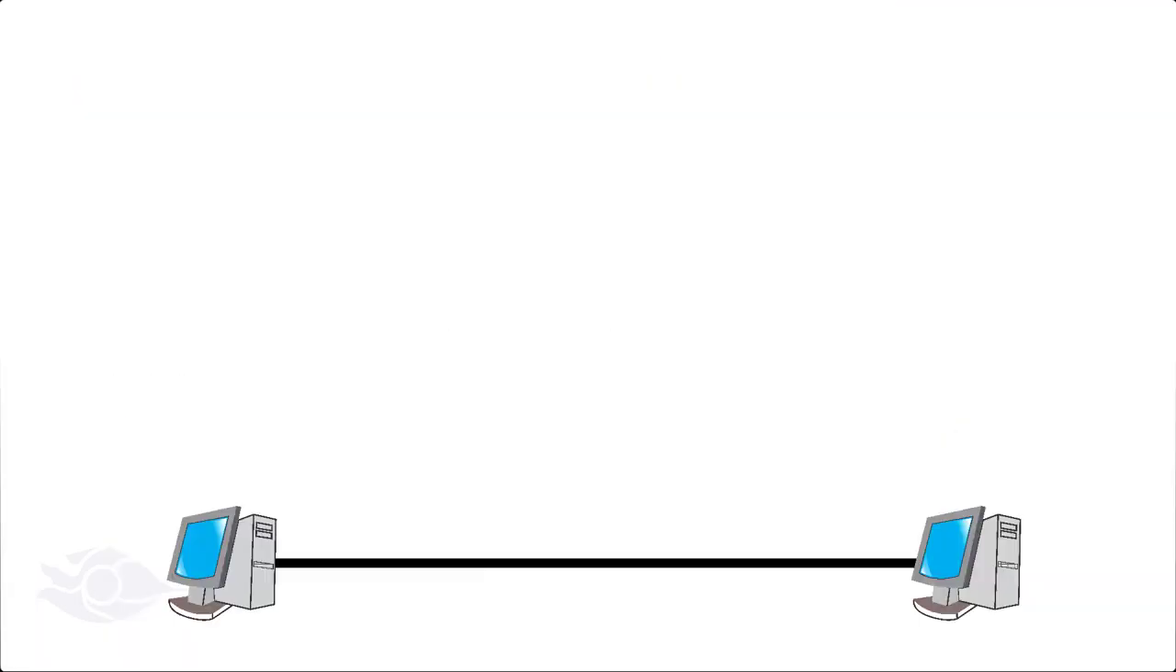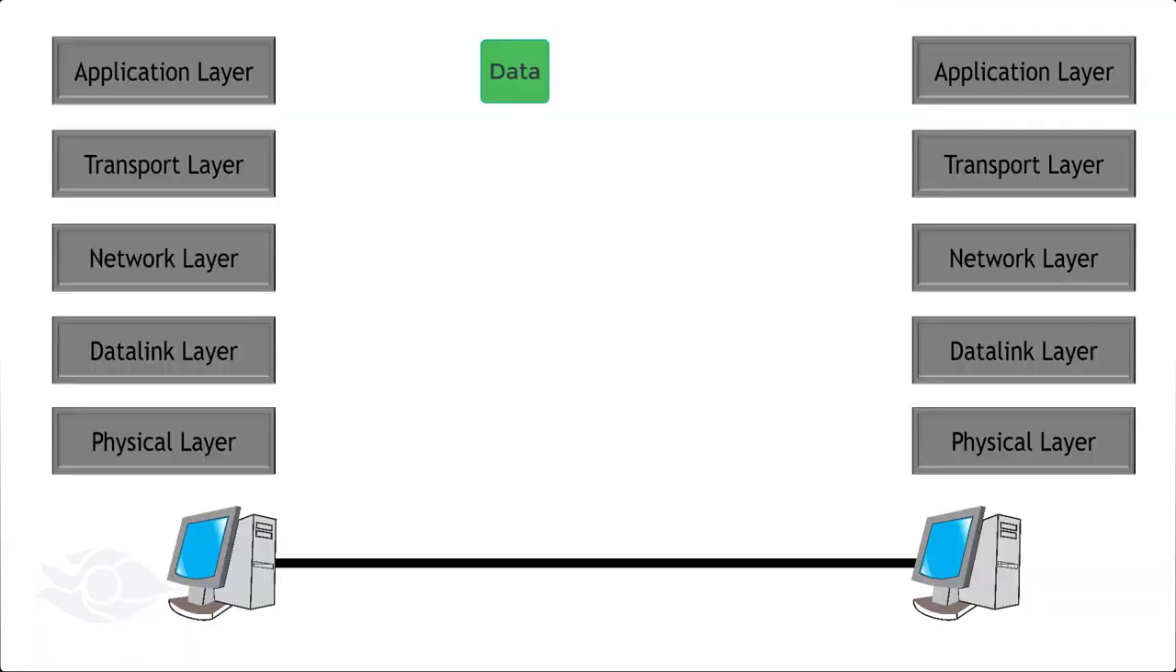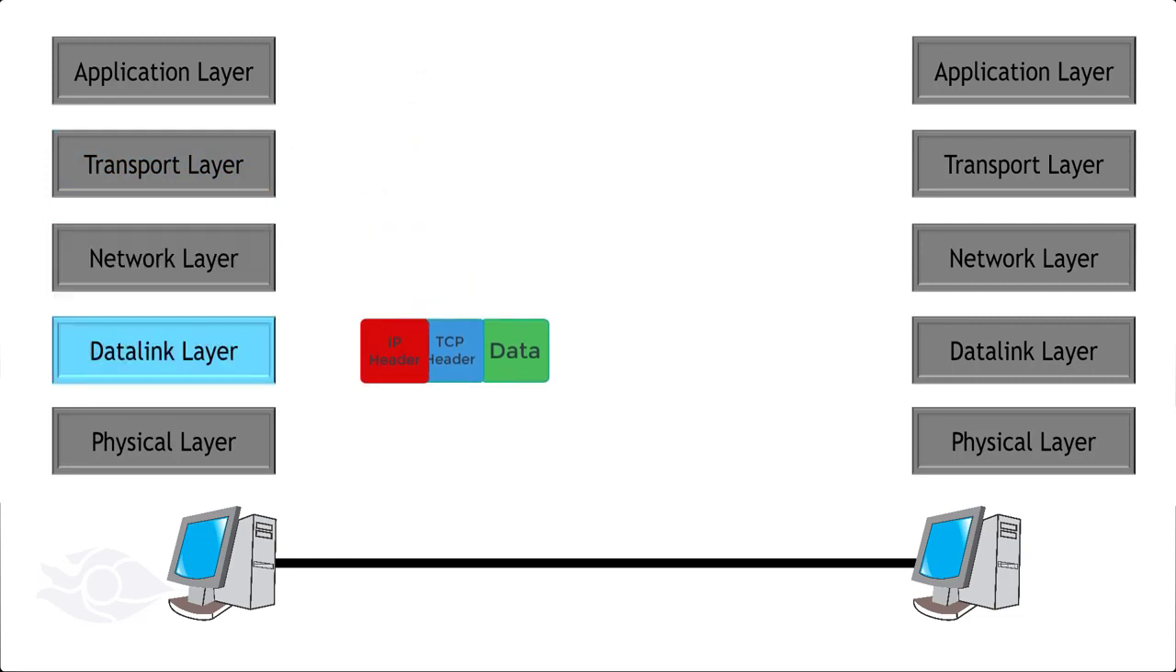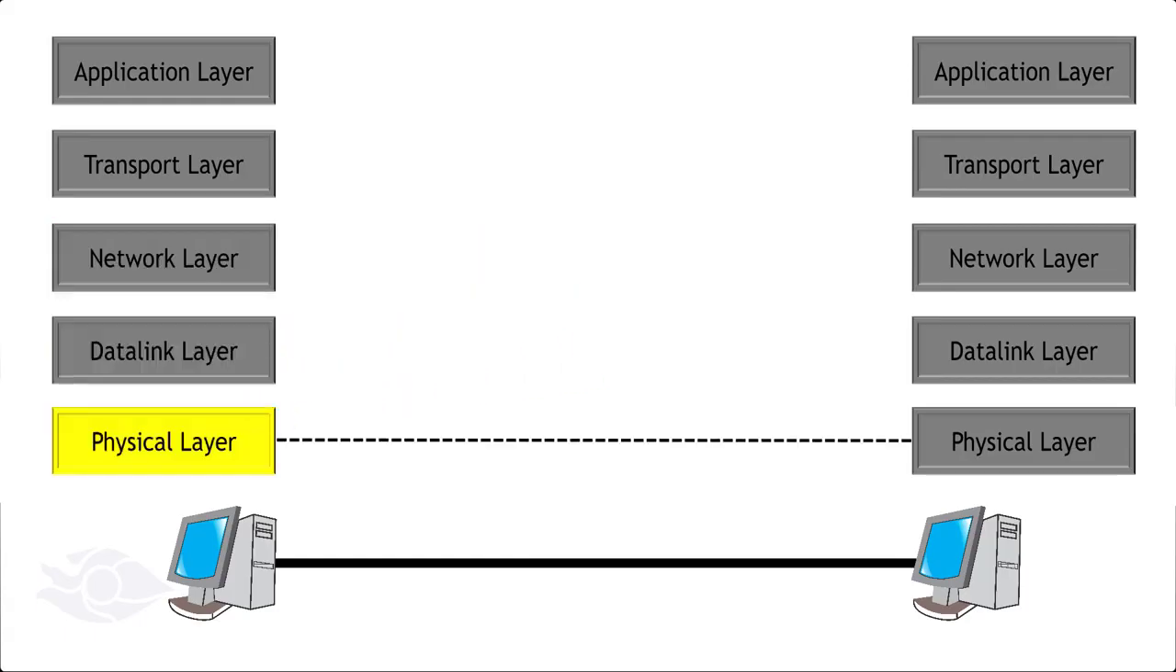In summary, for Ethernet-based networks, application layer data is encapsulated into a TCP segment or UDP datagram at the transport layer. The segment or datagram is encapsulated into an IP packet at the network layer. The packet is encapsulated into an Ethernet frame at the data link layer. Then the frame is encoded as a signal to be transmitted through the physical media.